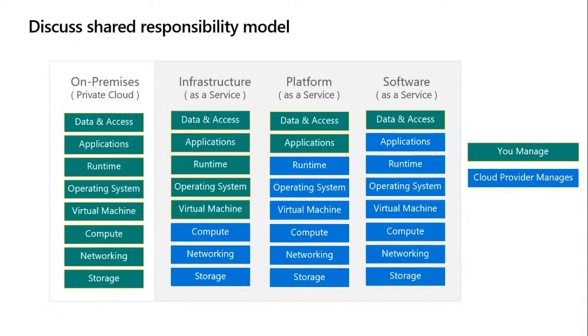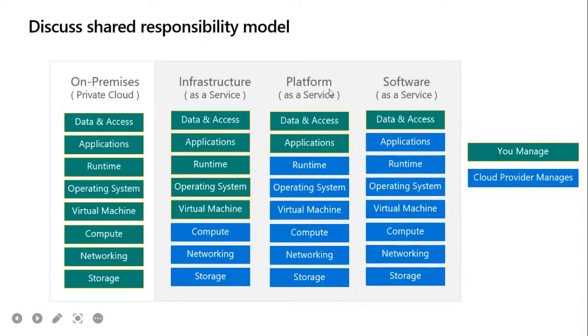So if you see here, in your on-premises private cloud, all these things will be maintained by yourself for a particular organization. But when you go with infrastructure as a service, only data and access, applications, runtime, operating system, and virtual machine will be taken care of by us, and the compute, networking, and storage will be taken care of by the cloud provider.